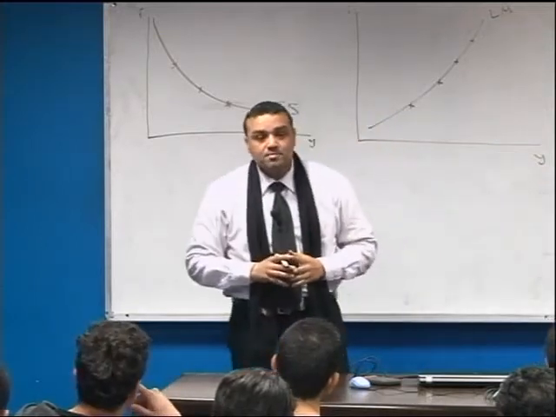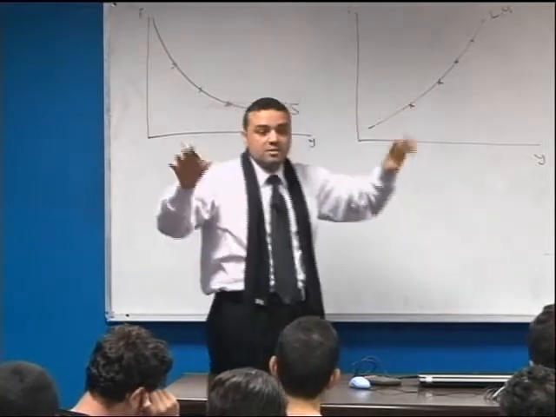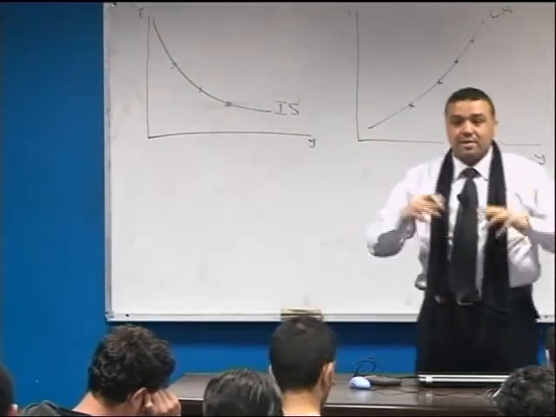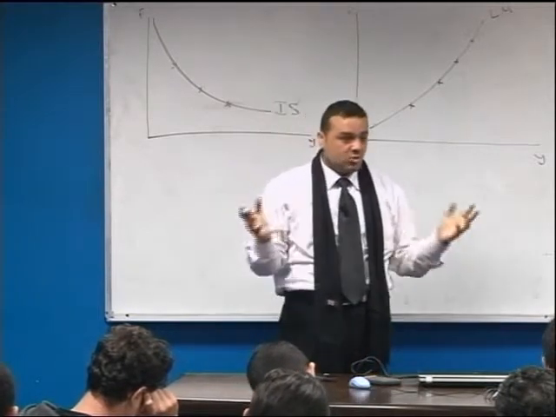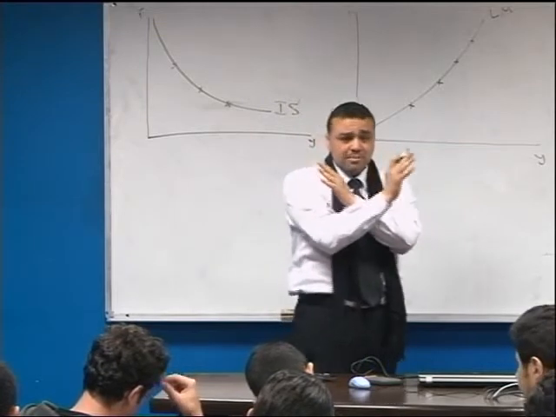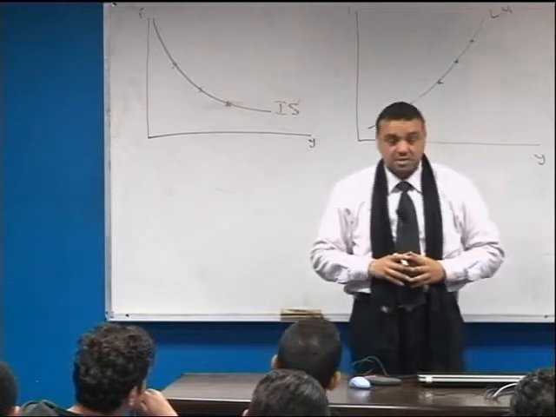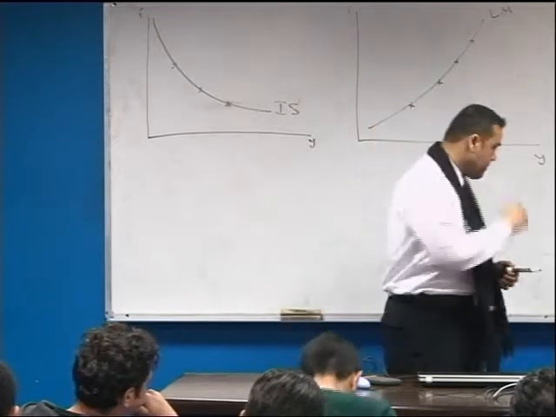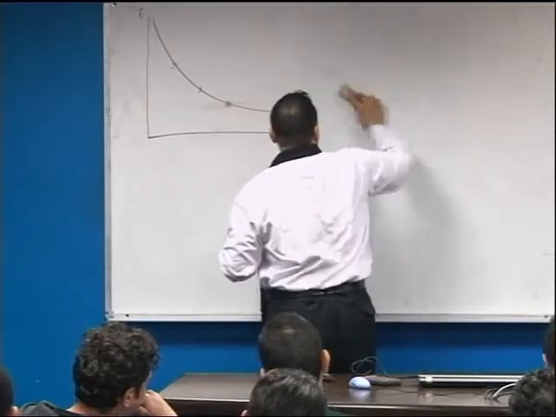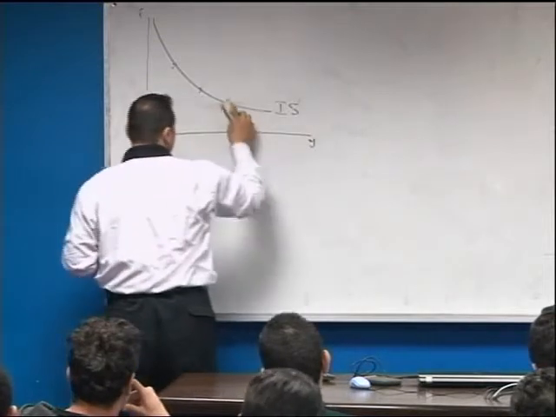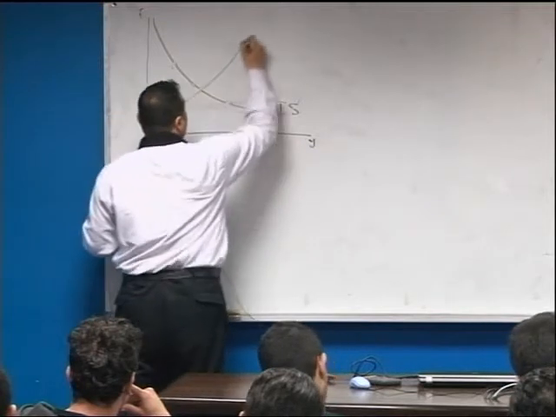Now, let's put these two curves in one diagram in order to derive the equilibrium interest rate and the equilibrium aggregate output. We bring the two markets together into one diagram and derive the equilibrium aggregate output and the equilibrium level of interest rate. Okay? So, to derive the equilibrium interest rate and the equilibrium output, suppose this is IS and this is LM.